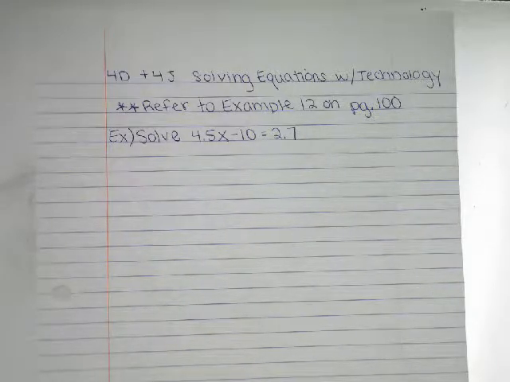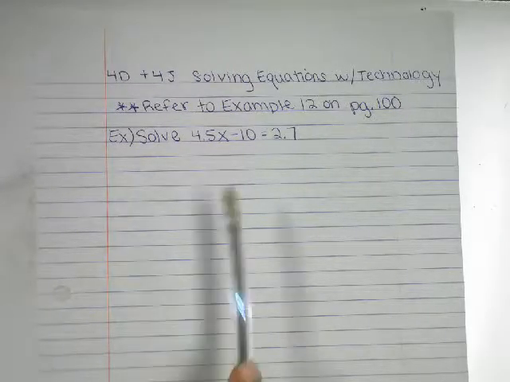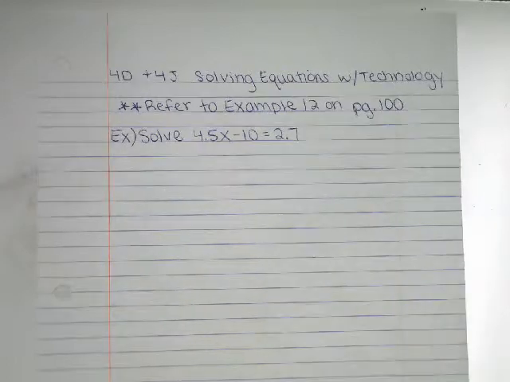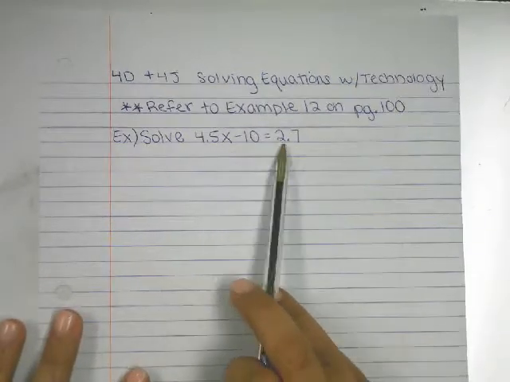So at the top there I wrote refer to example 12 on page 100. Your book goes through multiple ways to solve equations using your calculator, but the one that they use in example 12 on page 100 is the way I'm going to show you today. If you're going to pick one, I think it's the most straightforward. We'll use this the most in here. So let's start with this equation.